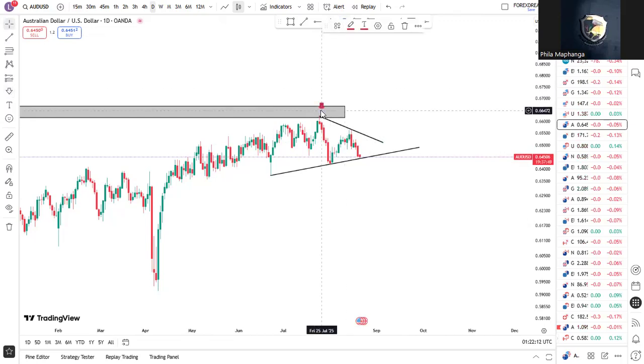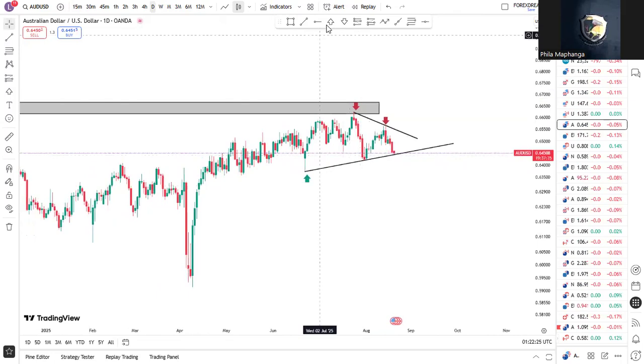We have our first time touch of the support of the trend line there, our second time touch of the trend line there. So now, here below, we have our first time touch of the trend line, our second time touch of the trend line there. What do we do from now? We wait for the market to come back and test the trend line for the third time.